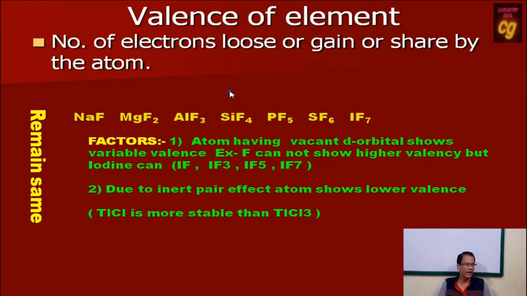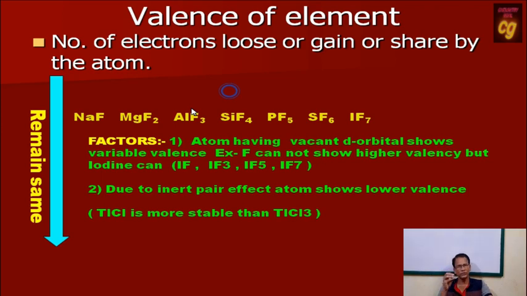Okay. Then the next important thing is valency. We know valency is the number of electrons lost, gained, or shared by the atom during bond formation. There are generally three types of bond: ionic bond, covalent bond, and metallic bond. In an ionic bond, electron loss and gain take place: one atom loses an electron, the other atom gains an electron. But a covalent bond is formed by the sharing of electrons. So how many electrons are involved in the loss, gain, or sharing of electrons by the atoms during bond formation?